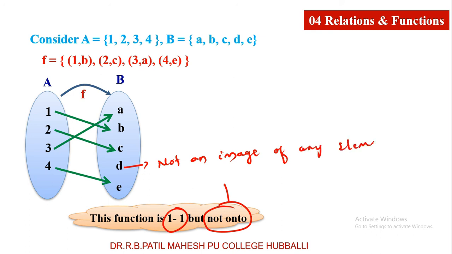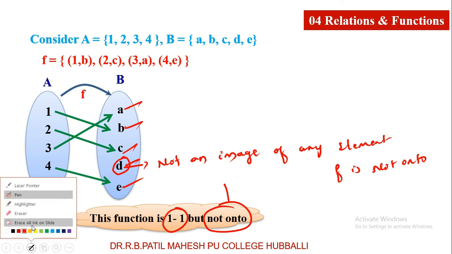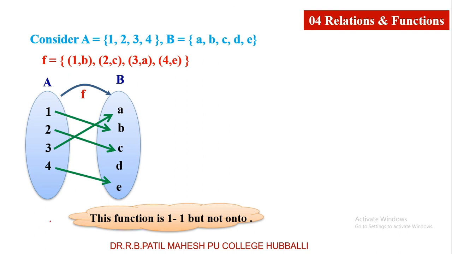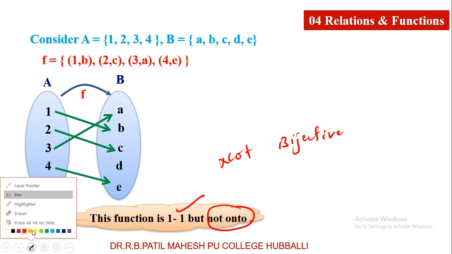Therefore, this function is not onto, because the definition of onto says every element of B should be an image, but d has failed to be an image. Hence, this function is not onto, but it is 1-1, and it is not bijective. Why is it not bijective, students? Because the function is 1-1 but not onto. Hence, it is not a bijective function.